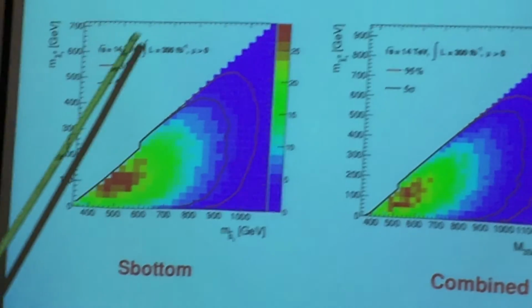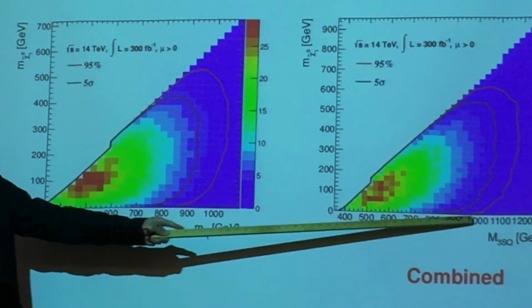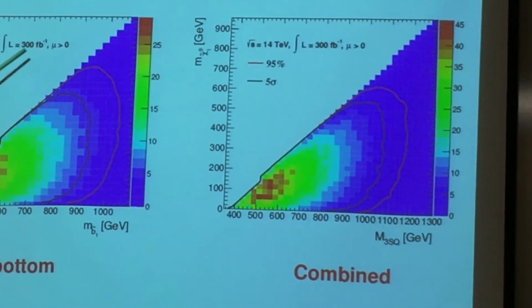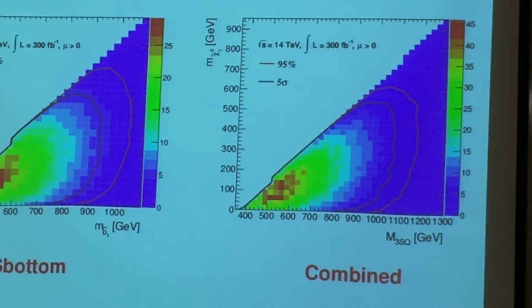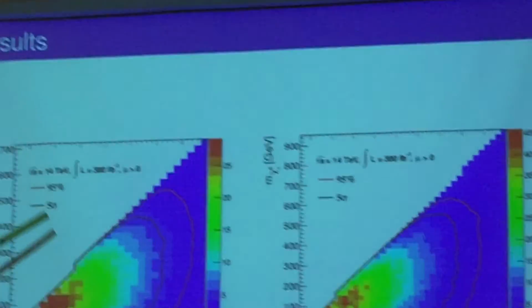If we have the 14 TeV 300 femtobarn, we can reach the stop mass above this. So let's see about 5 years later. Okay, so those are my main results.